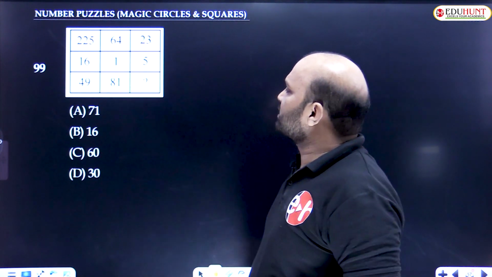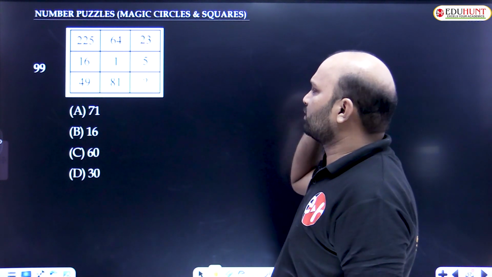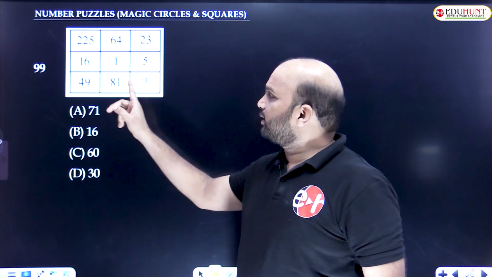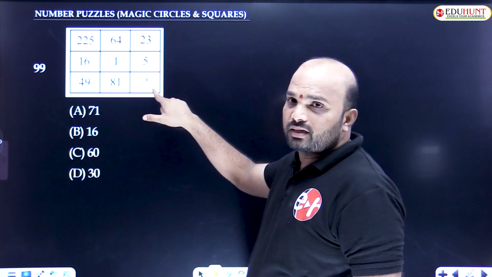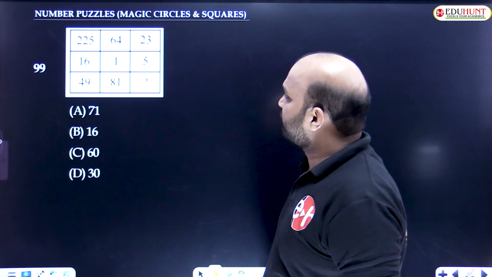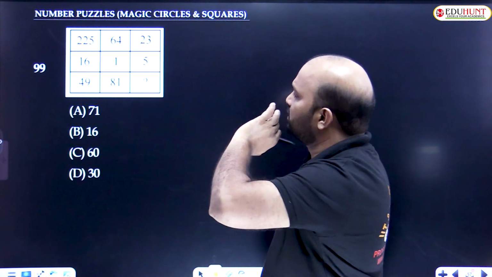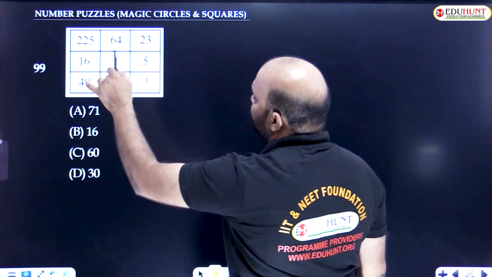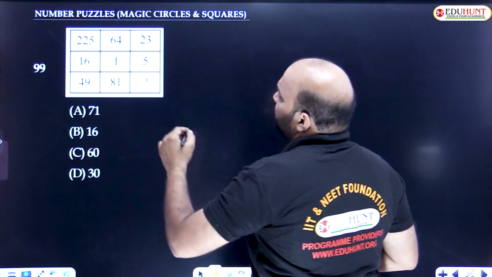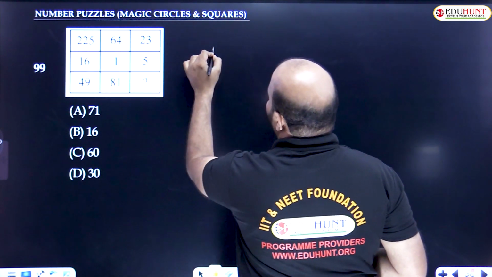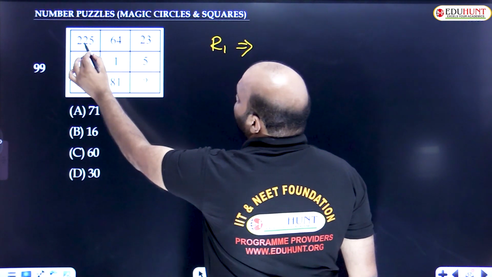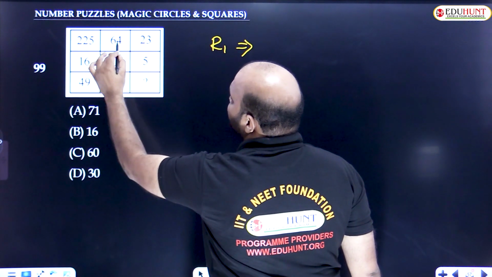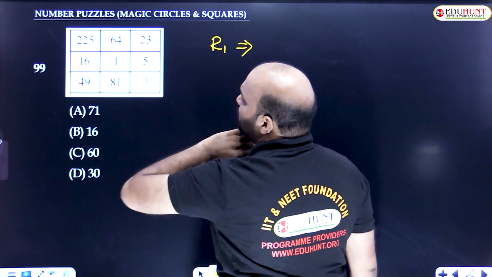What should come in the place of question mark in that magic square box? The question mark place is already given in that magic square. It is the last position in row 3 as well as column 3. So clearly in that question, according to row 1, among the 3 in row 1, 225 and 64 are perfect square numbers, but 23 is not a perfect square.